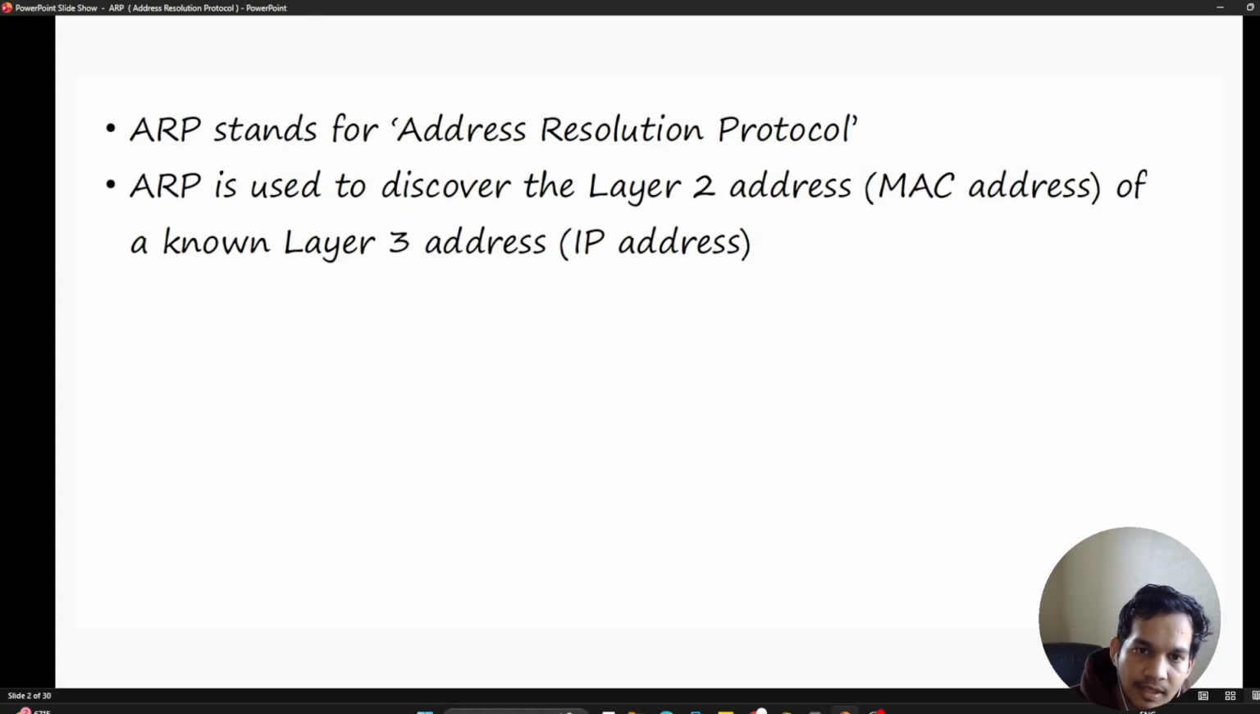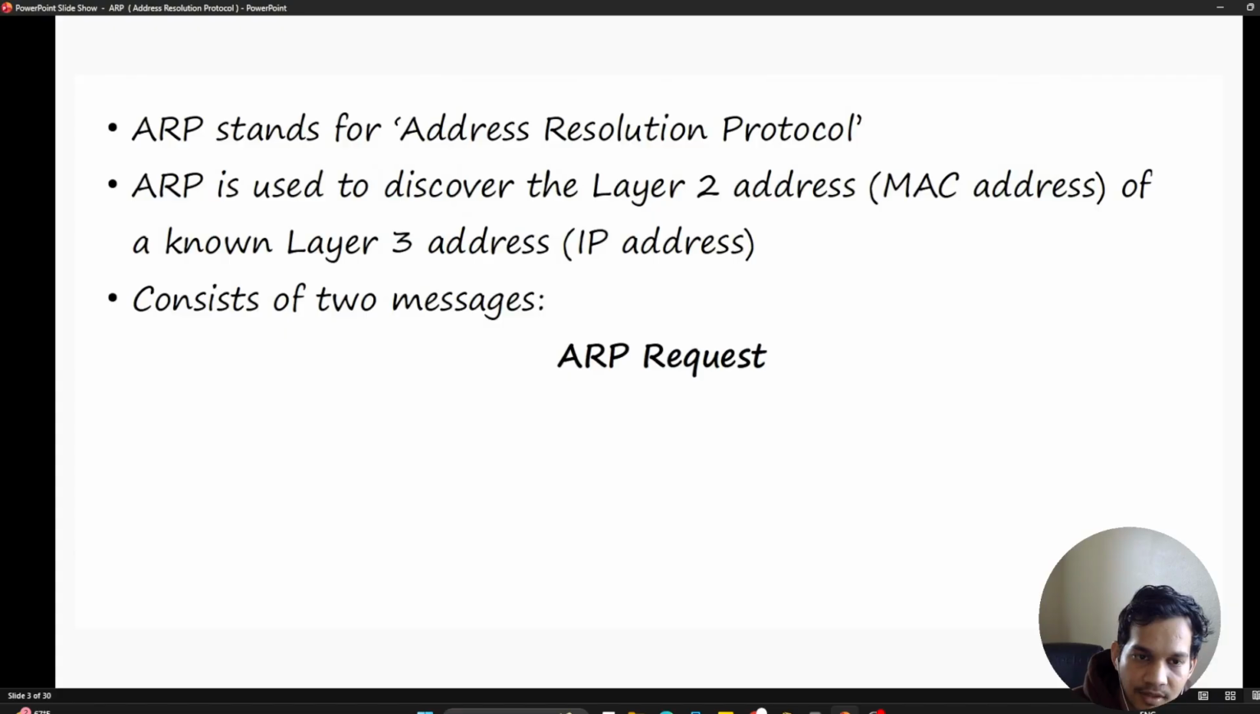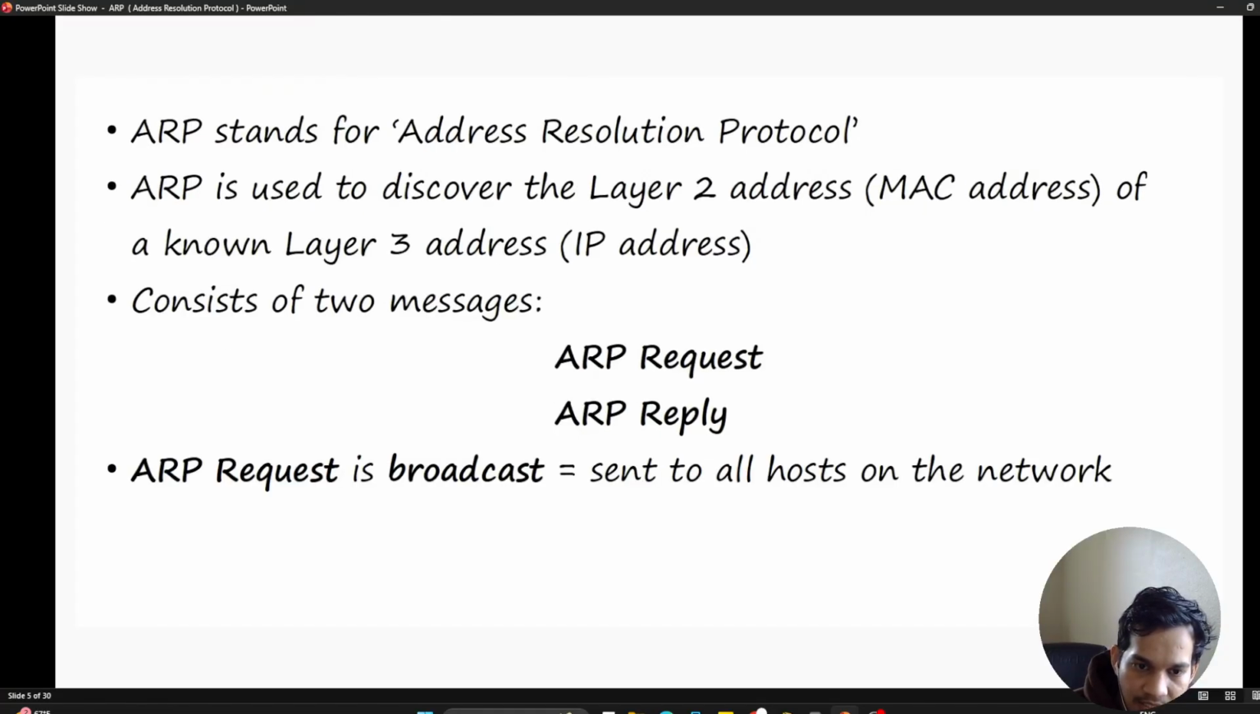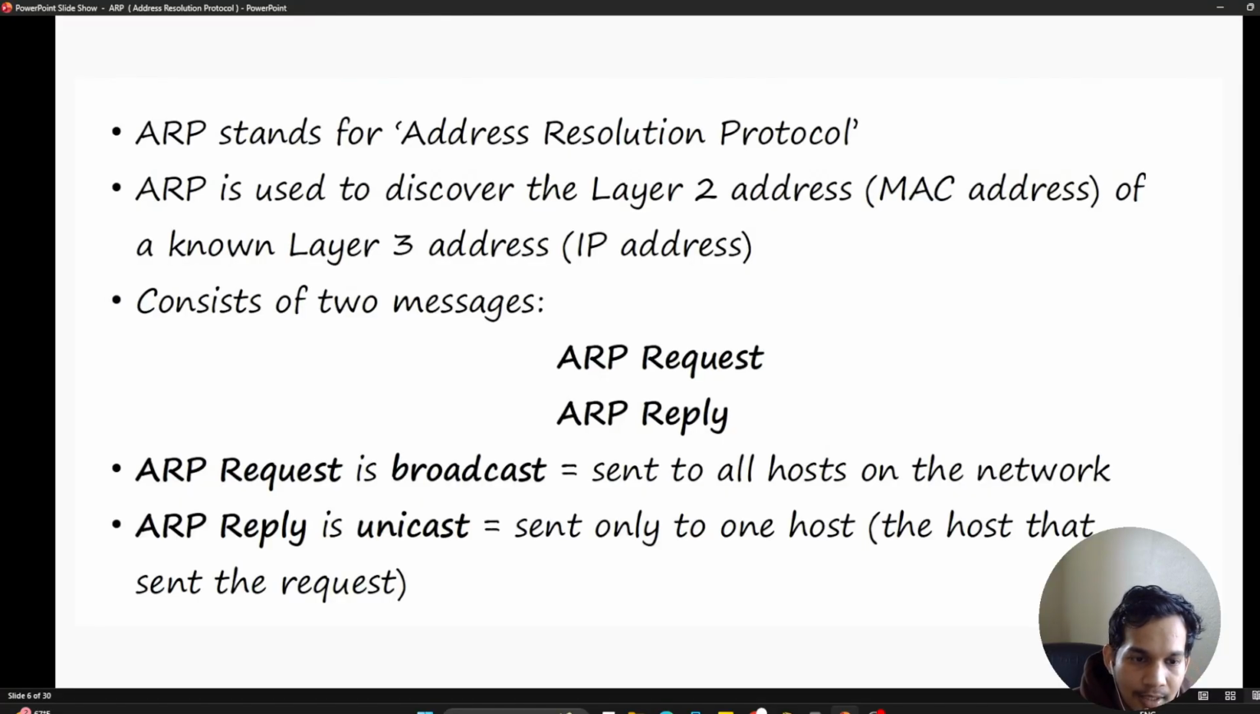So ARP, in simple terms, is a resolution to find the MAC address of a PC from its known IP address. It consists of two messages. First is the ARP request and second is the ARP reply. The ARP request is a broadcast message sent to all hosts on the network, and the ARP reply is a unicast reply which is sent to only one single host.